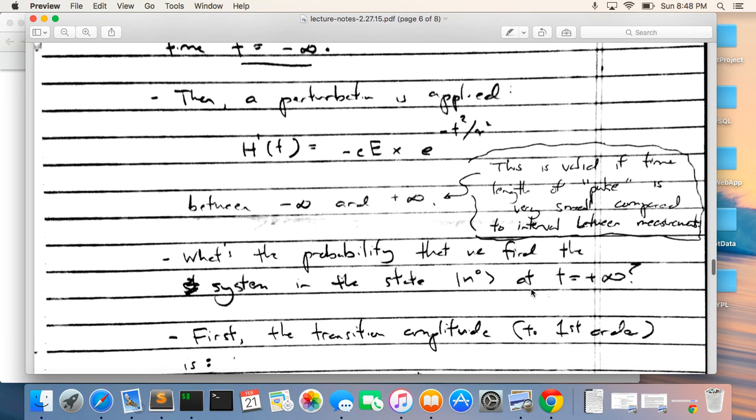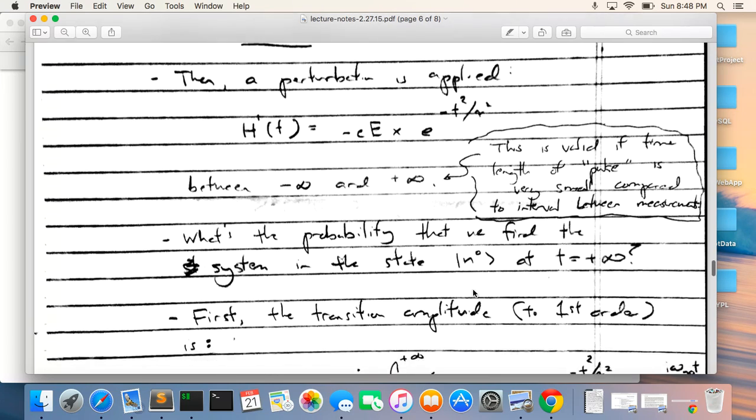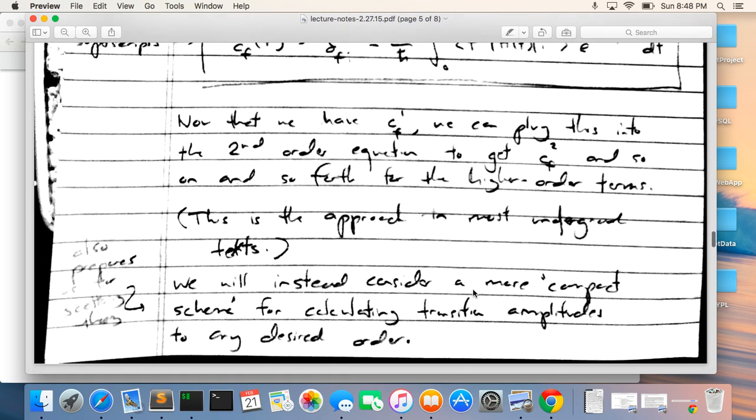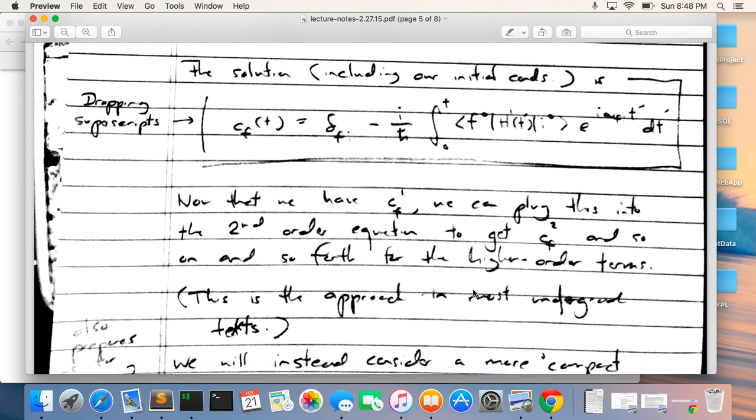We want to compute the probability that at some much later time, at plus infinity, we find the system in state n. So we can go back, and we know at zeroth order it's going to be 0, because the delta function would be delta n 0, and that's just 0 unless n is 0, which is not what we're looking for. We're looking for a different state other than the ground state.